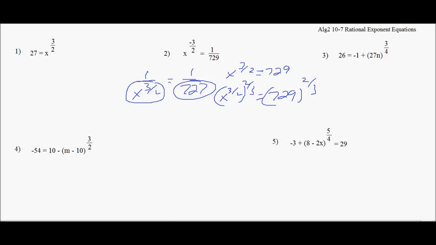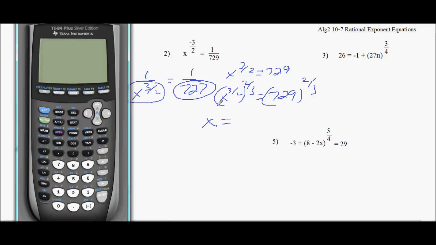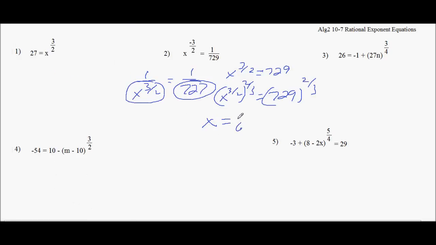Then you get x, of course. I suppose you could really do this. You can just take that and then the quantity to the 2/3 power, and the calculator will do it for you, and you get 81. But you can also think about it too, which is probably a nice thing to do.